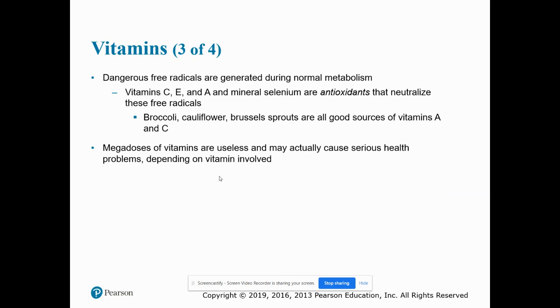Dangerous free radicals are generated during normal metabolism. Vitamins C, E, and A, and the mineral selenium are antioxidants that neutralize these free radicals. Broccoli, cauliflower, and Brussels sprouts are all good sources of vitamins A and C. Megadoses of vitamins are useless and may actually cause serious health problems depending upon the vitamin involved.